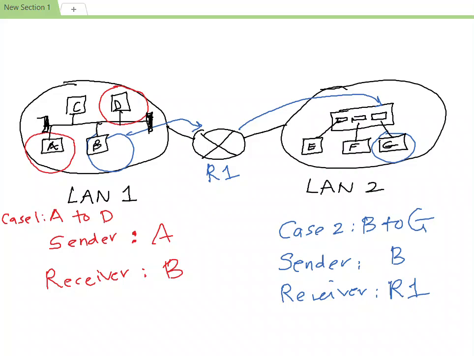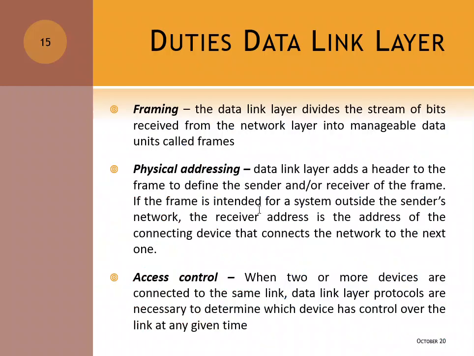So that's what this paragraph means. If the frame is intended for a system outside the sender's network, the receiver address is the address of the connecting device that connects the network to the next one.